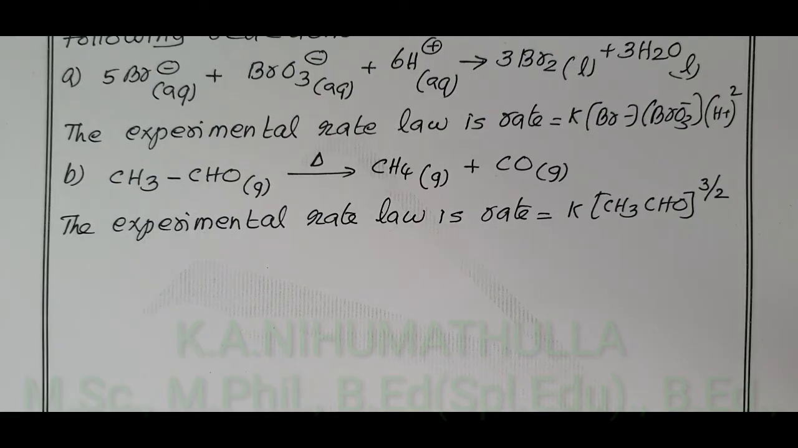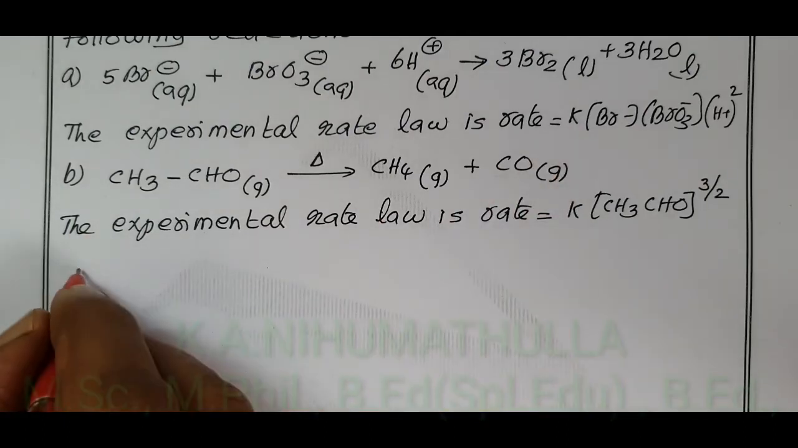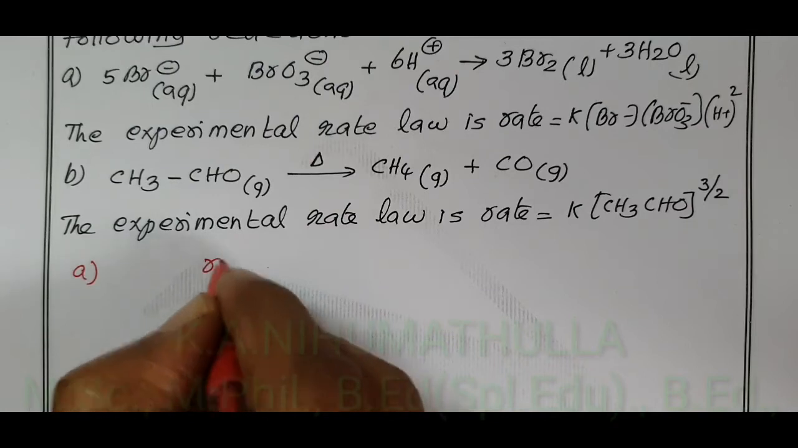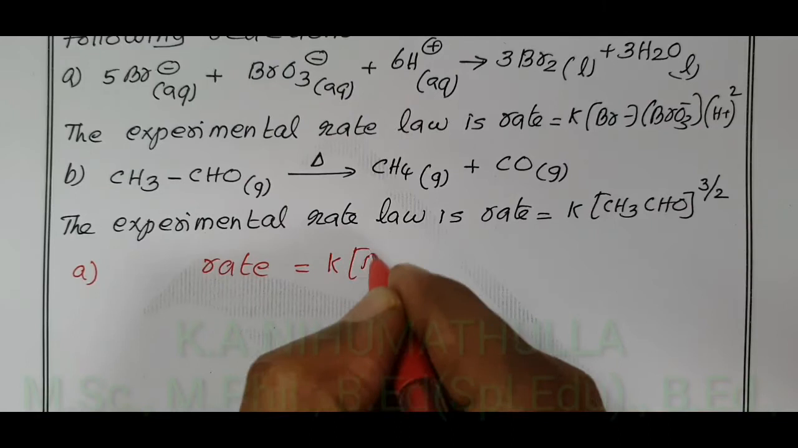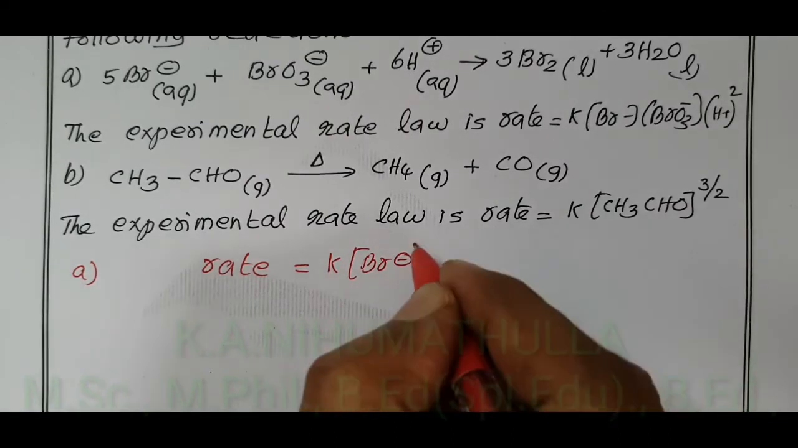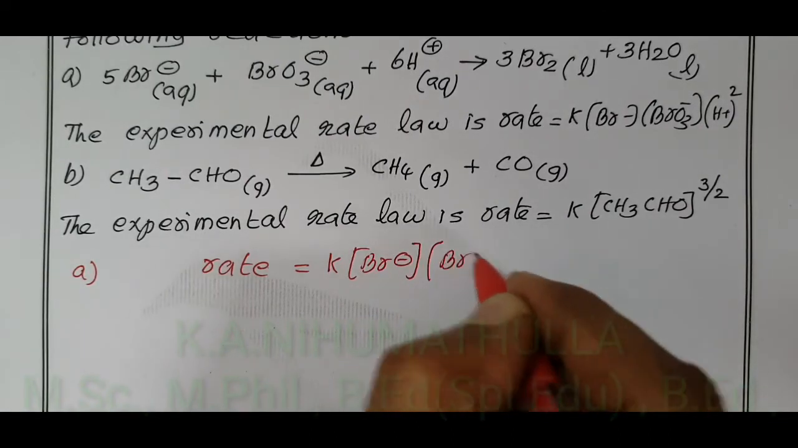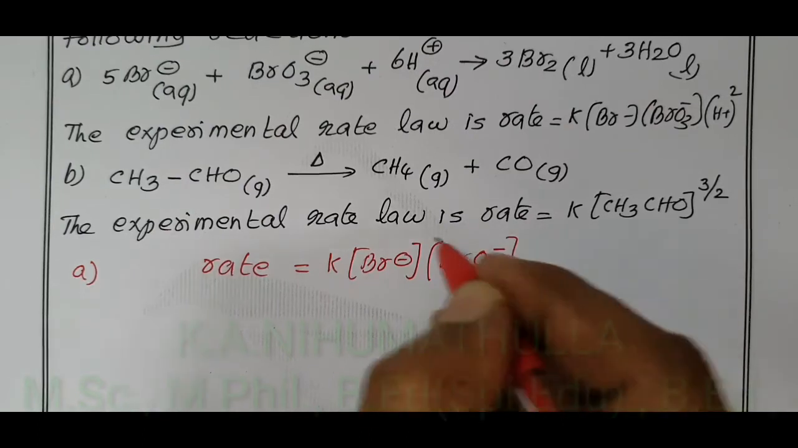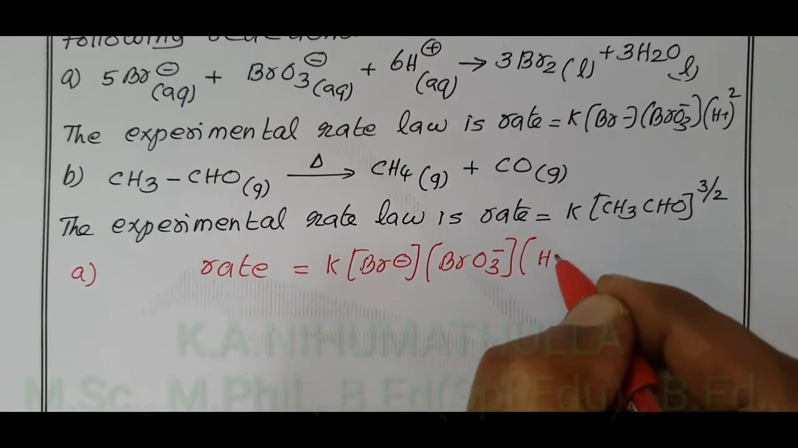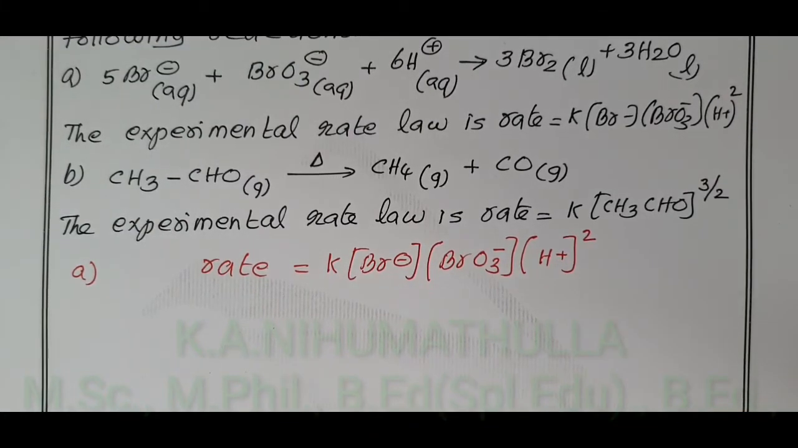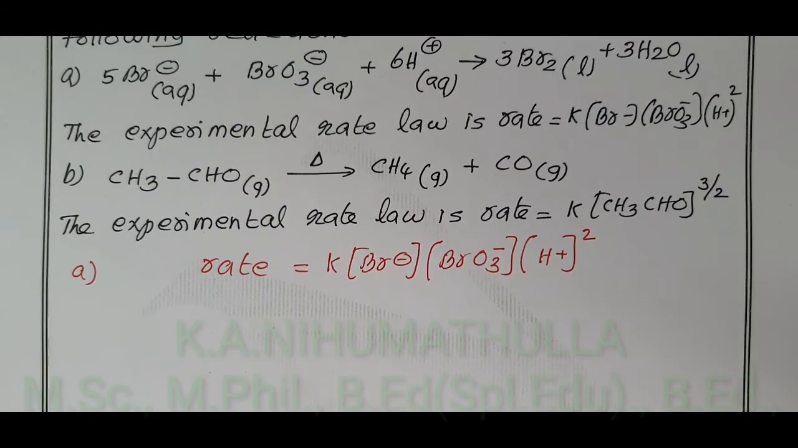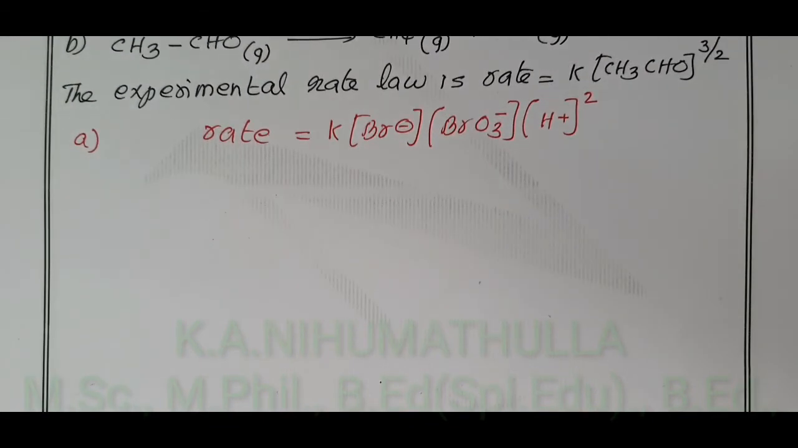For the first reaction, now I write the rate law once again. What is the rate law given? Rate is equal to K into concentration of Br minus into concentration of BrO3 minus power 1 into concentration of H plus ion squared. So, this is the experimentally determined rate law. From this, we can write the individual and overall order.